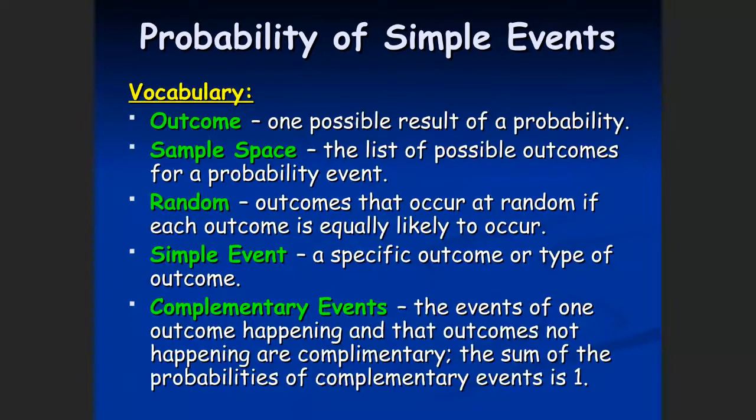Vocabulary. Outcome: one possible result of a probability. Sample space: the list of all possible outcomes. We talked about this last week. Random: outcomes that occur at random if each outcome is equally likely. Simple event: a specific outcome or type of outcome. And complementary events: the events of one outcome happening and that outcome not happening are complementary. The sum of the probabilities of complementary events is 1.